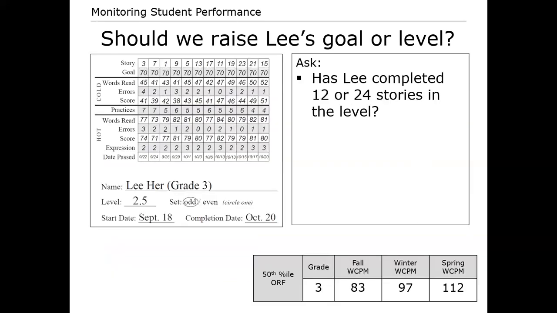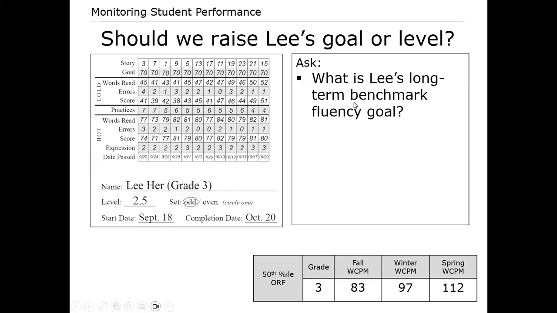Okay, so let's ask these questions one at a time with all the data present that you need to answer these questions. So the first question is, how many stories has Lee completed, 12 or 24? Well, if you've been using the program a long time, you probably know this: it's filled in all the way. So it's 12 stories. It's not a 24-story graph. So he's only passed 12.